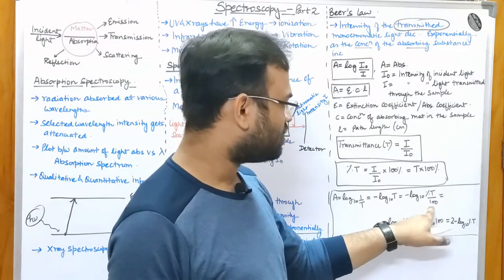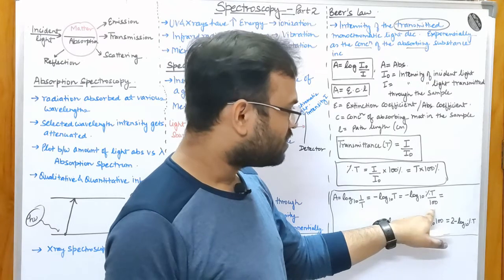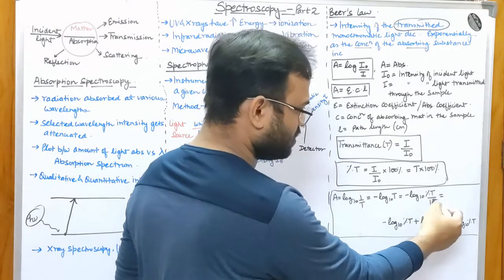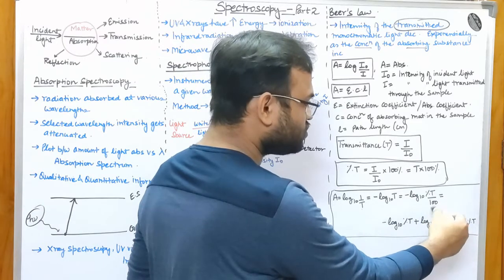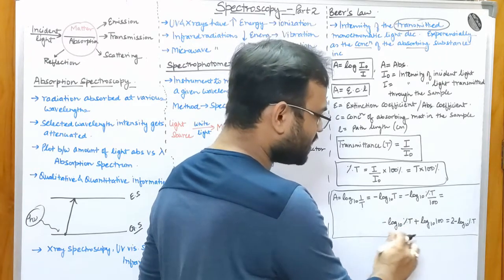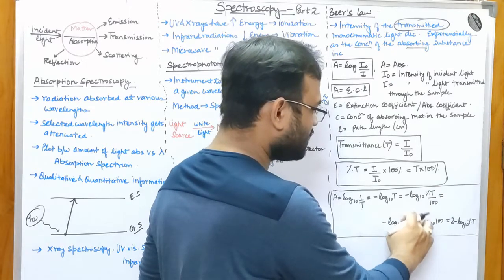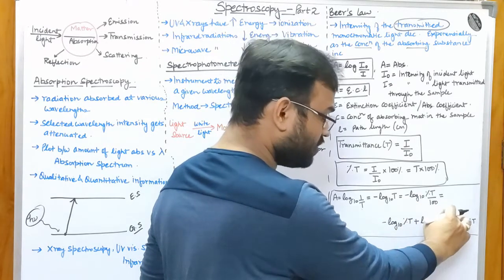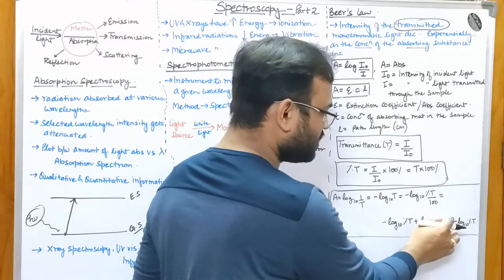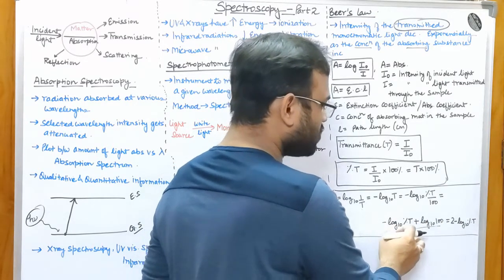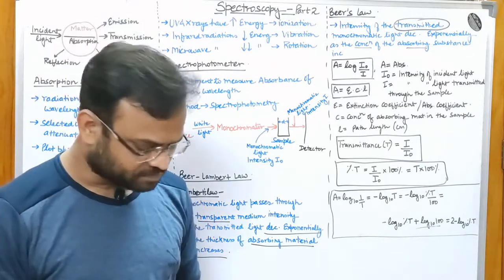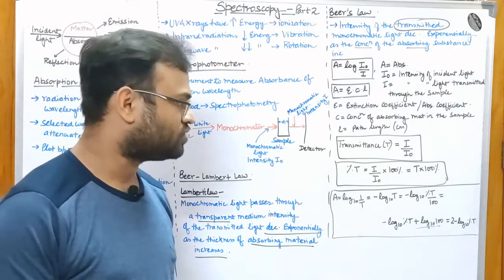If you bring the 100 up, it would be minus log 10 of percentage T, minus log 10 of 100. Minus and minus would become plus, and log 10 of 100 is equal to 2. So you get 2 minus log 10 of percentage T. So these are some of the formulas that link absorbance and transmittance, and they can be of a lot of use to you.